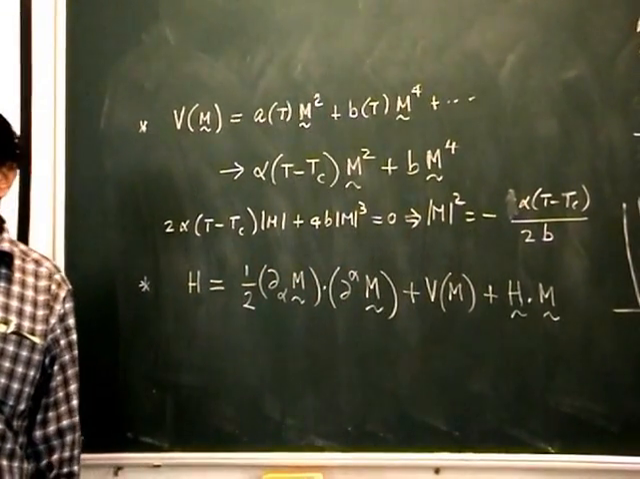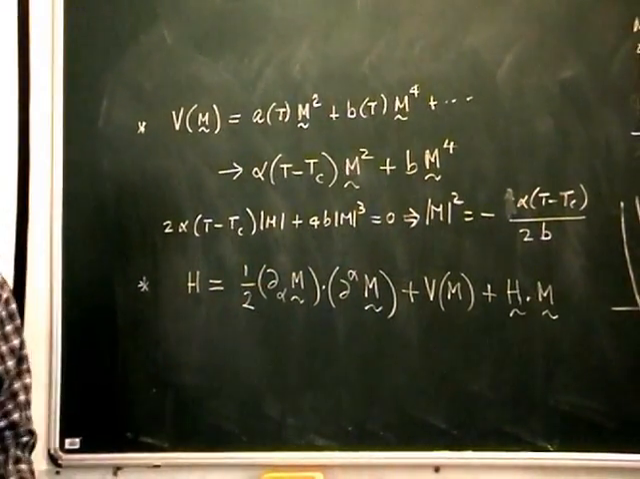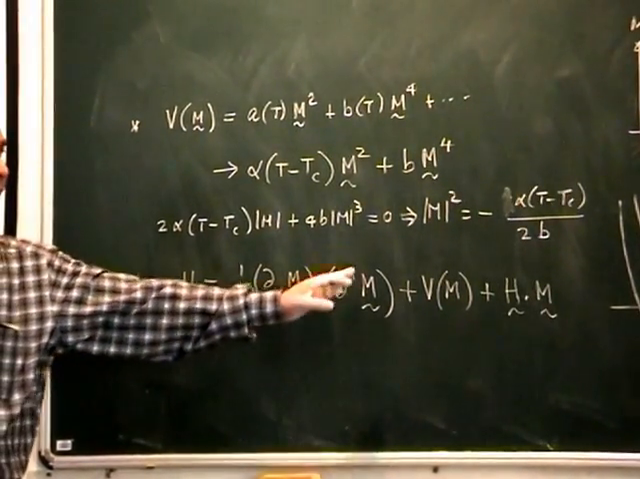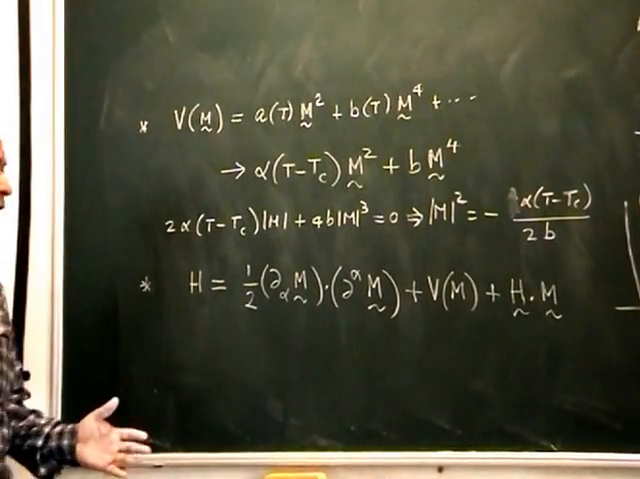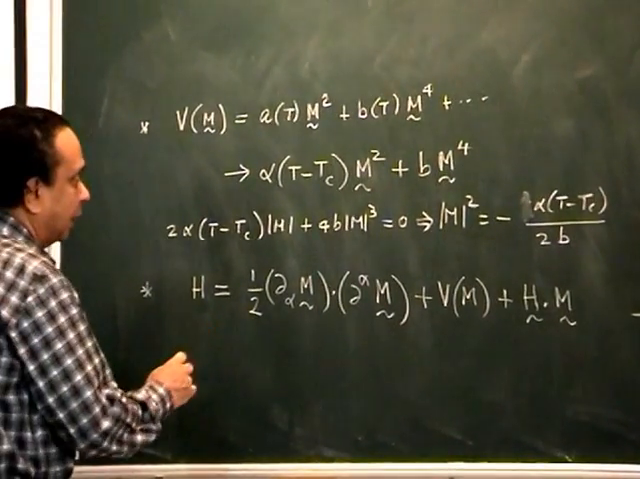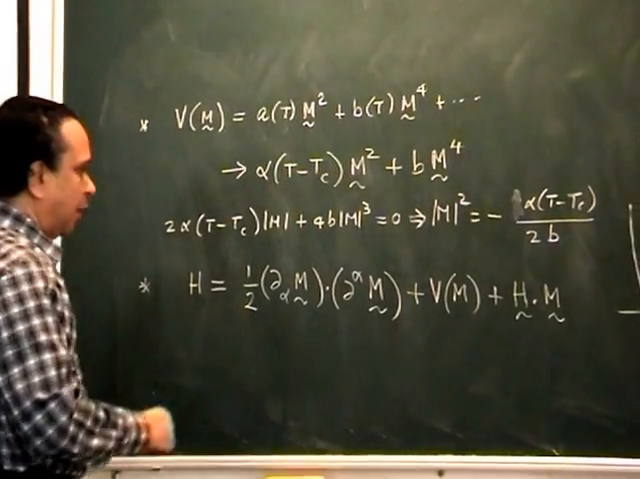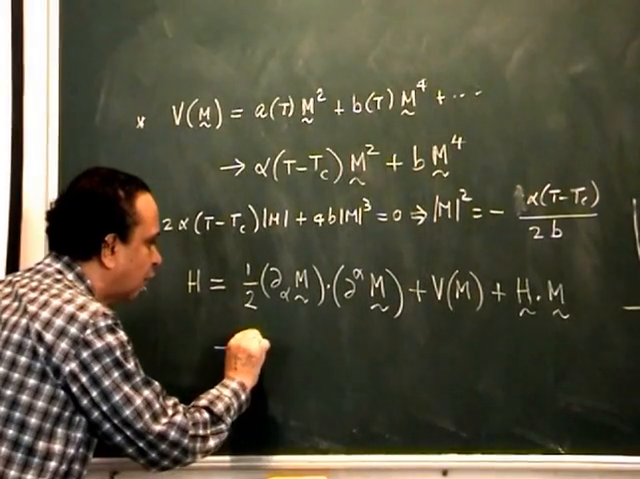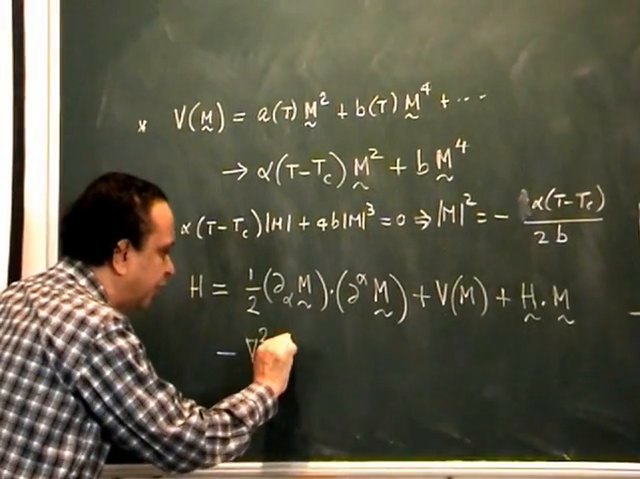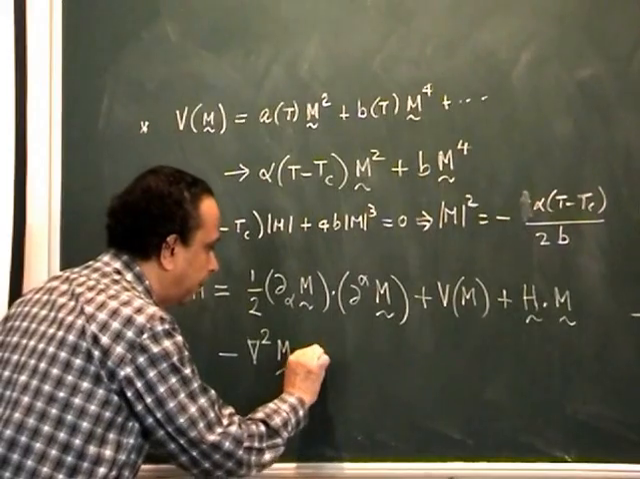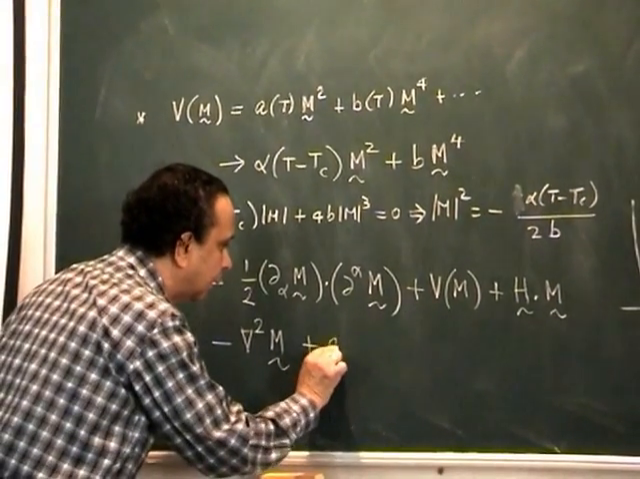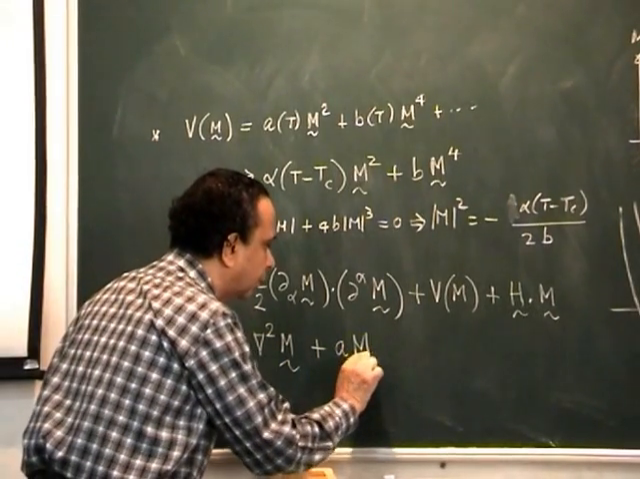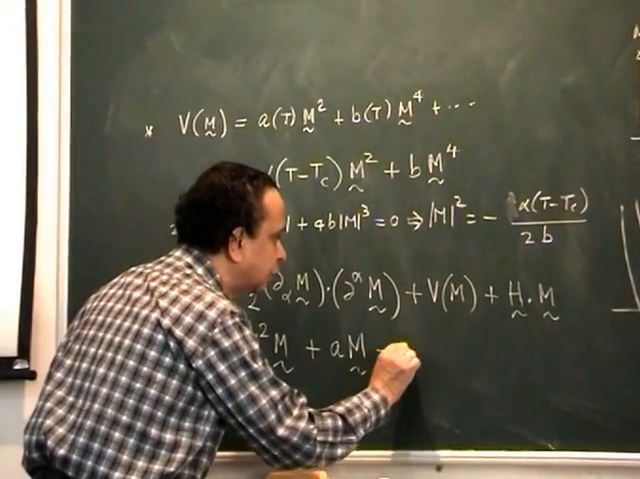You add an external potential. And then you ask how the system is going to behave. So you want to minimize this. So you write down the equation for m in terms of that H. So if you do that, what you will essentially end up getting is that, think of this as something like the square of the mass. So you know that you do this variation, you will end up getting minus del square of this m plus a, which comes from this, times m is equal to h of m.